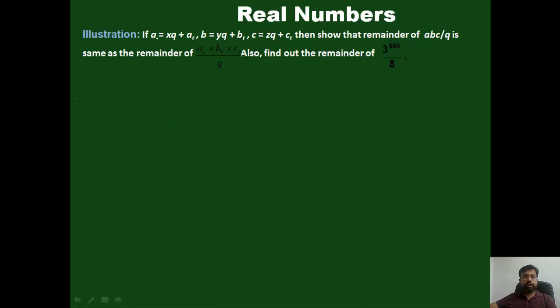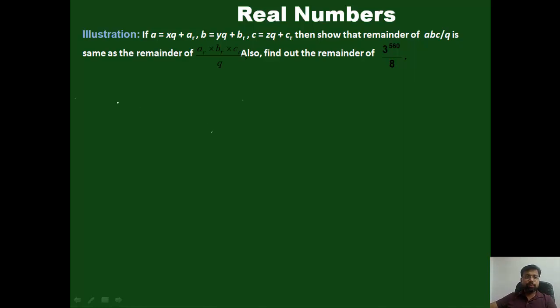So now we know that for numbers a, b, c such that a is equal to x cube plus ar, b is equal to y cube plus br, and c is equal to z cube plus cr, if it is divided by the number q, then its remainder will be same as ar into br into cr divided by q. This can be extended to more than 3 integers. Here we used only a, b, c, but this will follow for numbers a, b, c, d, e, f, g, h, whatever it is. So a into b into c into d divided by q will be same as the remainder when AR, BR, CR, DR are divided by the number Q.